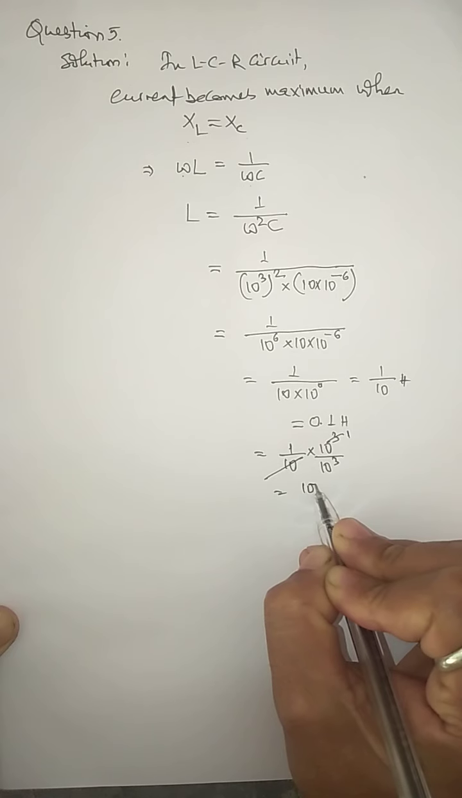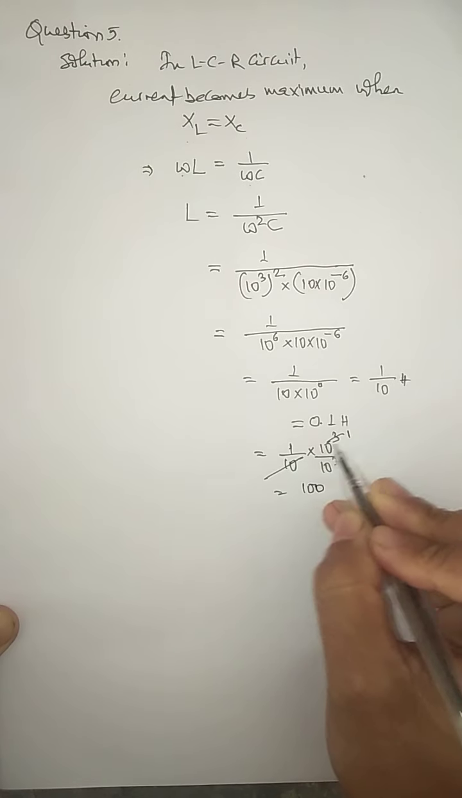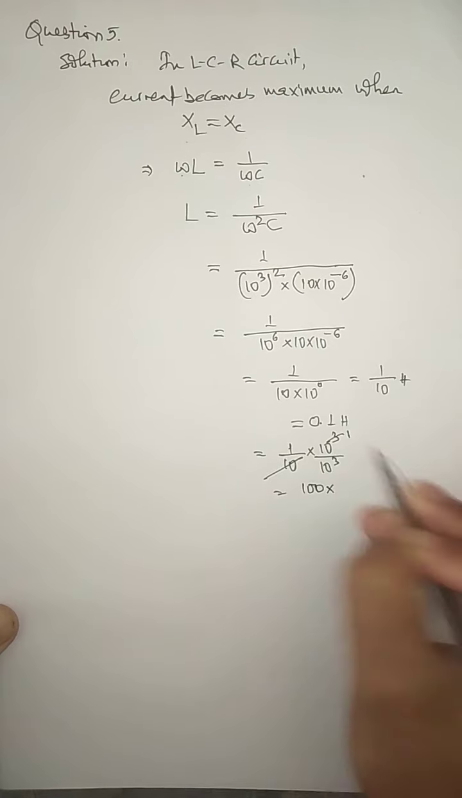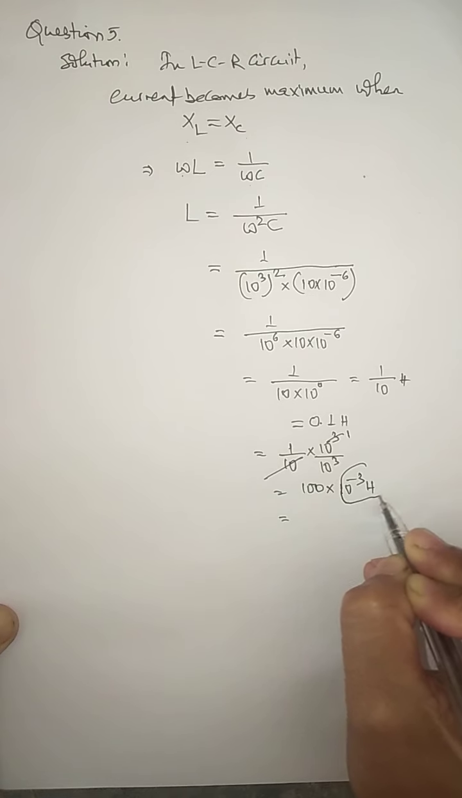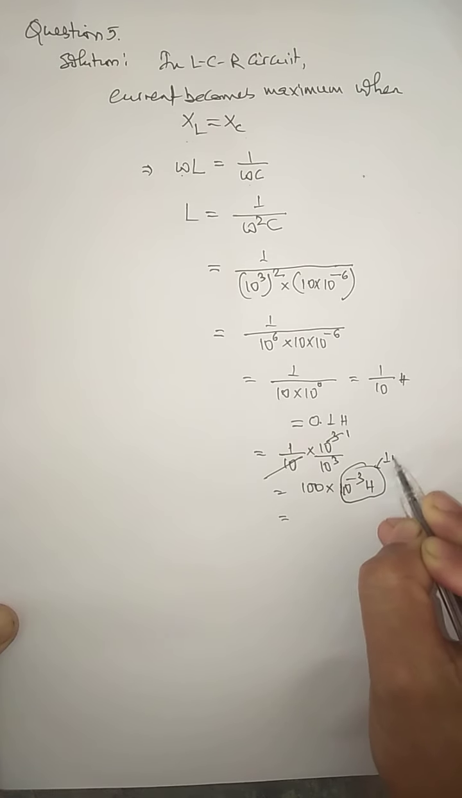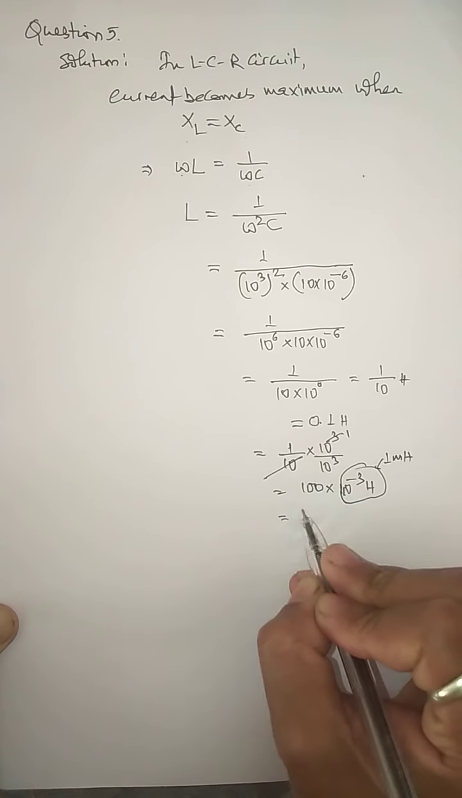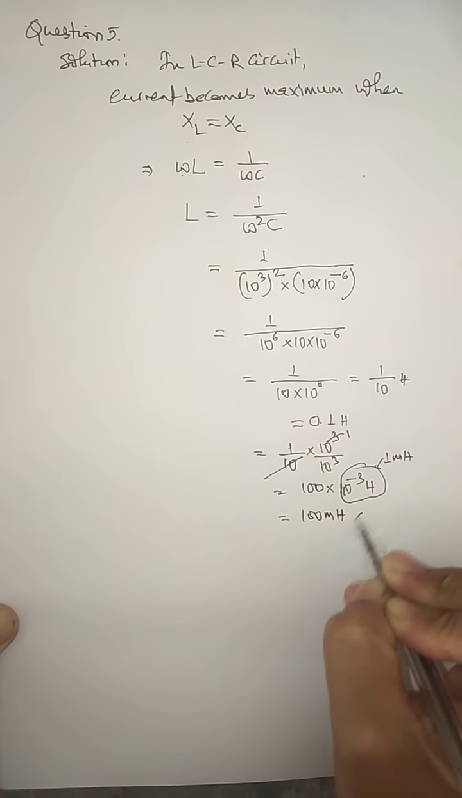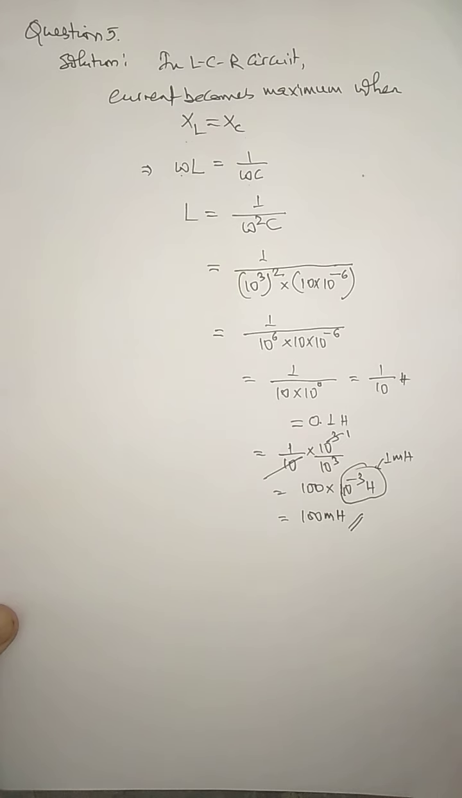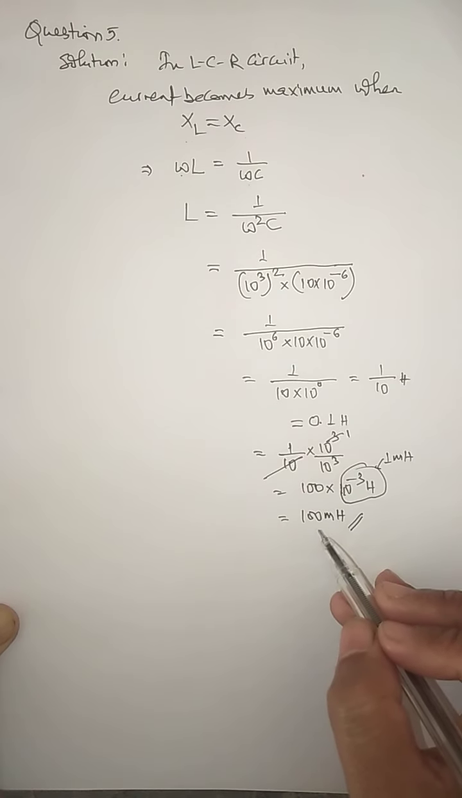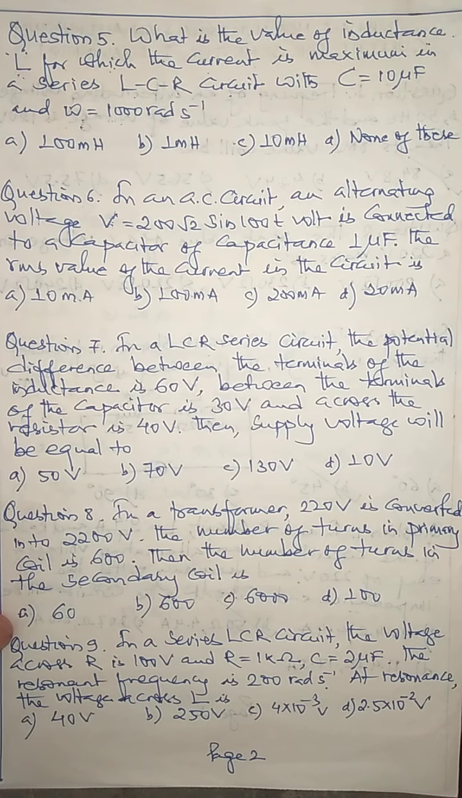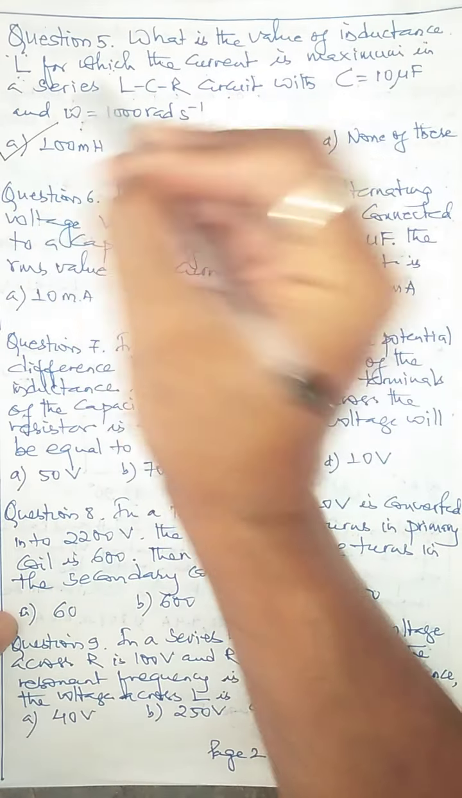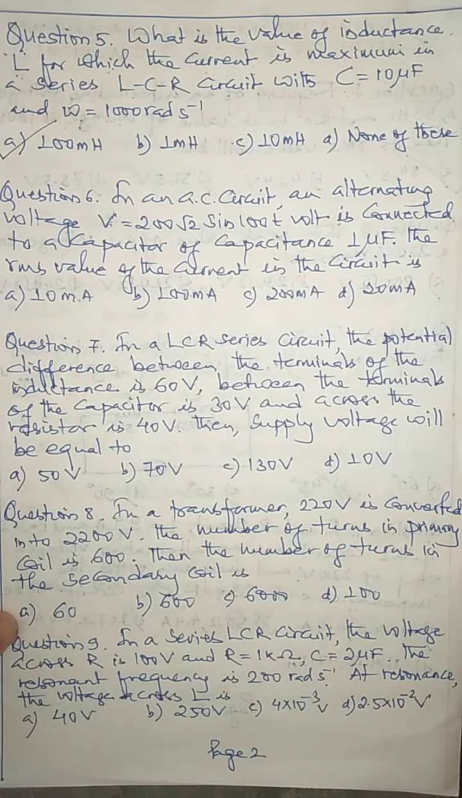This is 10 to the power 2, which means 100. 10 to the power 2 means what? 100 into, now 10 to the power 3 if I take in the numerator, it is 10 to the power minus 3 Henry. Now 10 to the power minus 3 Henry means millihenry, 1 millihenry. So 1 millihenry into 100 means 100 millihenry. So your option is there in the question paper: 100 millihenry. So the correct option is option number what? A. So children, the option is A, that is 100 millihenry. This is question number 5.